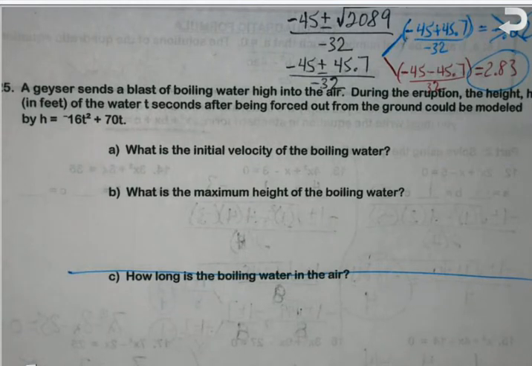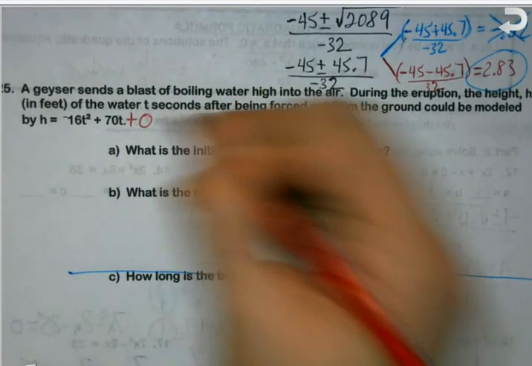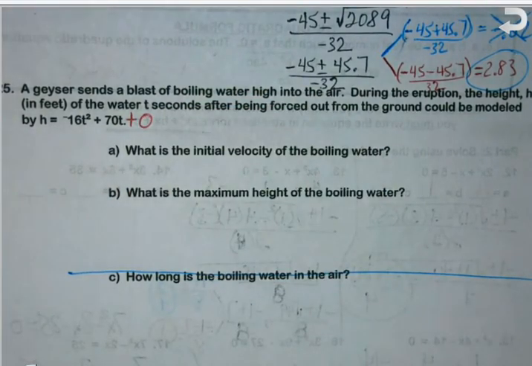Now you look at this, and you're like, okay, it looks like the one up above. It's got t squared, it's got t, but there's no h0 on the end. What's that h0 going to be if I don't see it? 0. Okay, my initial height is going to start at 0. Water's starting in the ground. That makes sense.